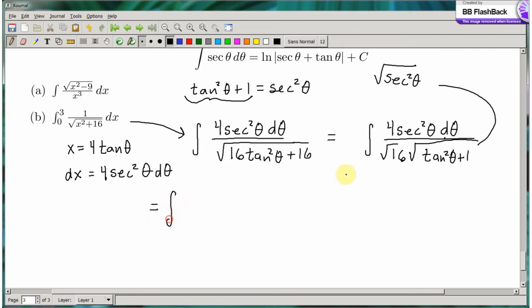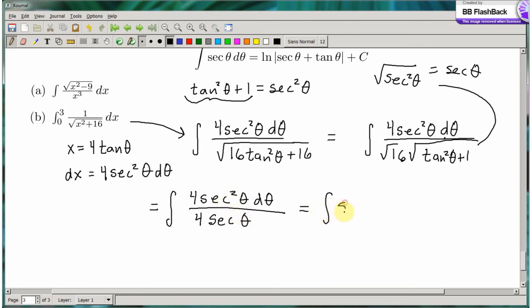Alright, so the stuff under the radical, this radical on the bottom right, is now square root of secant squared theta, which is otherwise known as secant theta. So let's do all that stuff. So 4 secant squared theta d theta. And on the bottom here I have 4. And this has become secant theta. Okay, and those 4's cancel. And there's some secants that cancel, and this is just the integral of secant theta d theta.